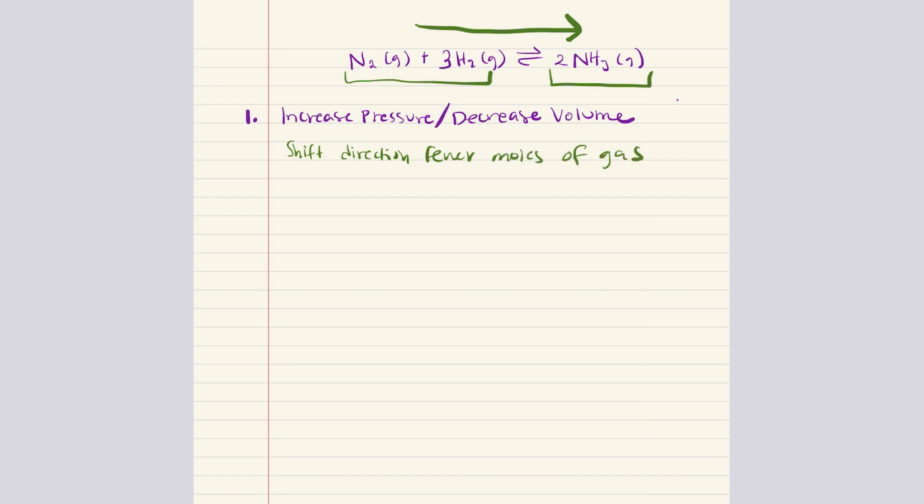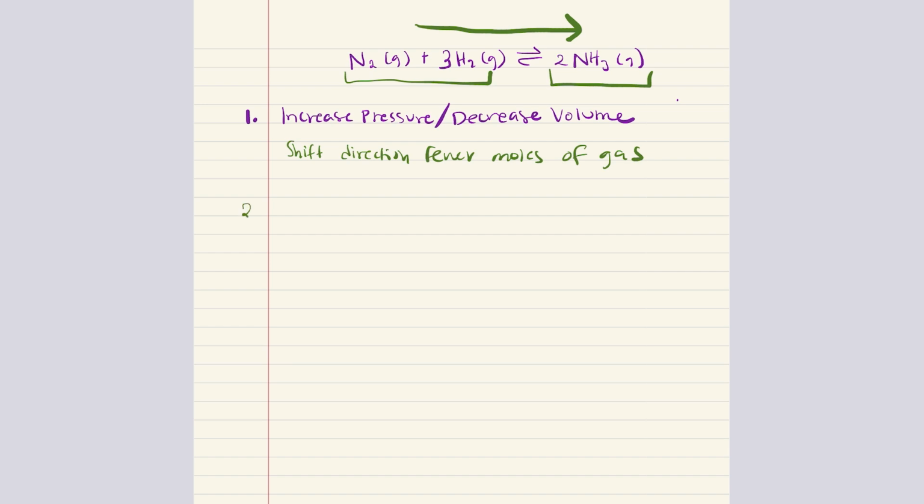So here in our reaction, for our specific reaction, fewer gas moles means that we're going to form more product here. That's not always the case. This is a reaction by reaction basis. But when you increase pressure, decrease volume, your system will shift in the direction that produces fewer moles of gas.